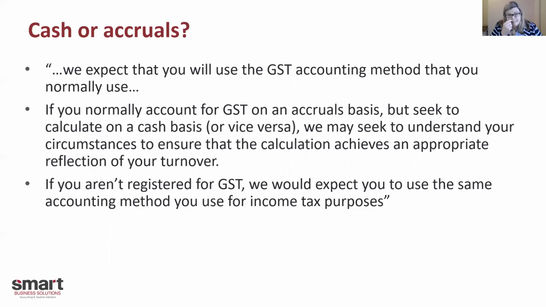What the ATO is expecting is that you will use the GST accounting method that you would normally use. So if you normally use accruals, you'll do it on an accruals basis, or you can calculate it on a cash basis, or vice versa. Basically what they want to make sure is that you are comparing apples with apples. So as long as you're comparing accruals this year with accruals last year, you'll be fine, whether you're using cash or accruals, because many of us run the business on an accruals basis, but we lodge our BASs on a cash basis because we only want to pay GST when we've actually been paid.